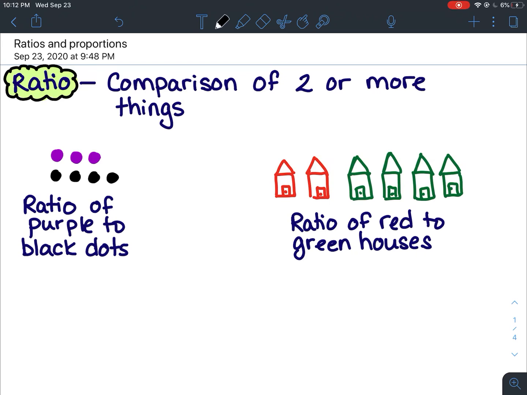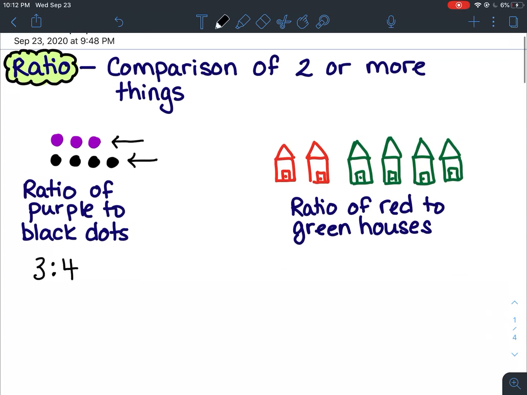For example, we can compare the ratio of these dots. So here we have 3 purple dots to 4 black dots. So we're comparing two things, purple dots, black dots. And we can write it like a ratio, 3 to 4. It can be written with the colon, the 2 dots, or it can be written like 3 to 4, or it could be written like a fraction, 3 over 4. So that's how we write ratios.